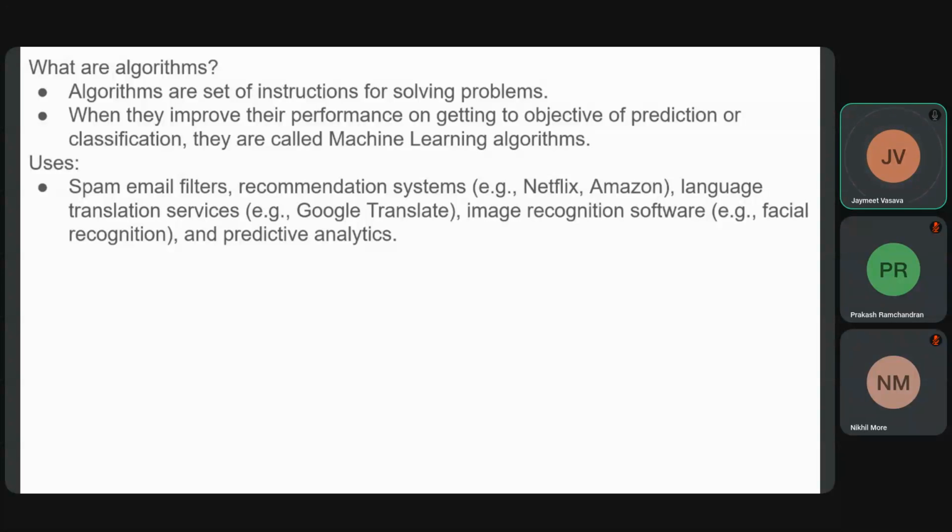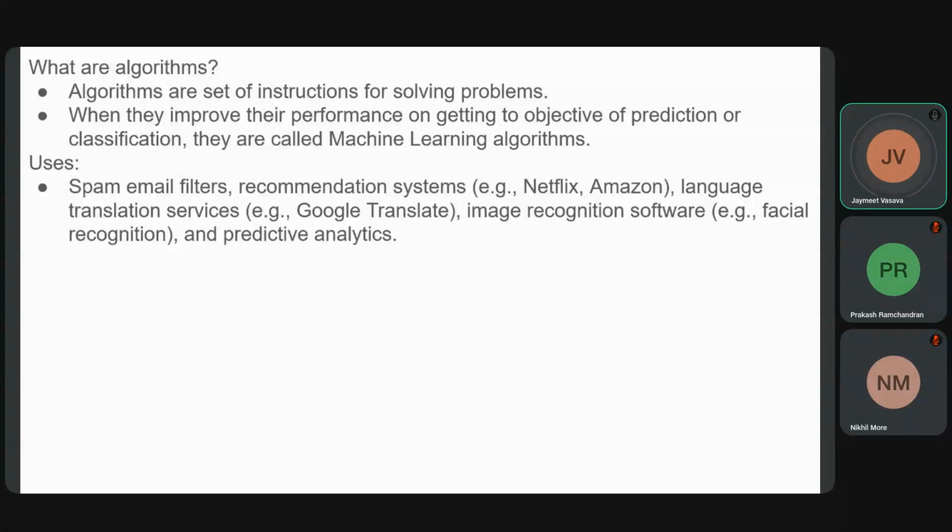So when they improve their performance on getting to the objective of prediction or classification, they are called machine learning algorithms. So when we talk about machine learning algorithms, they take a lot of data in order to learn a particular task. And when they perform in a desirable manner, or up to a desirable result, they are chosen, and they are used. They can be used for a prediction purpose or a classification purpose.